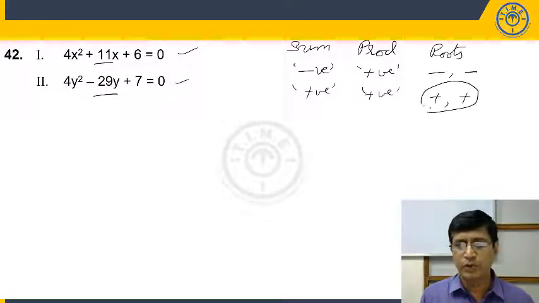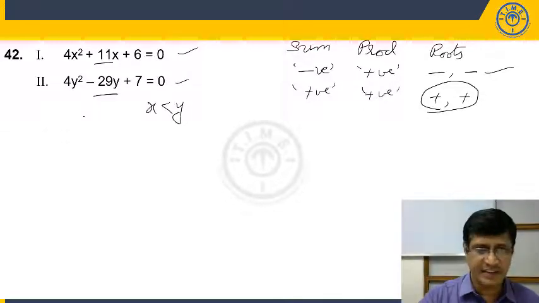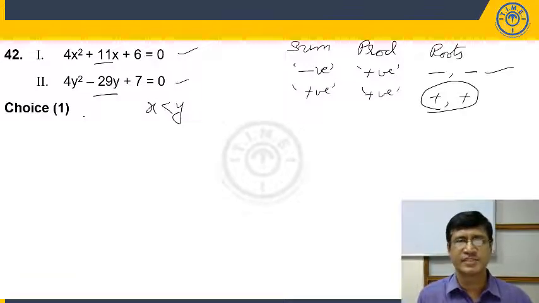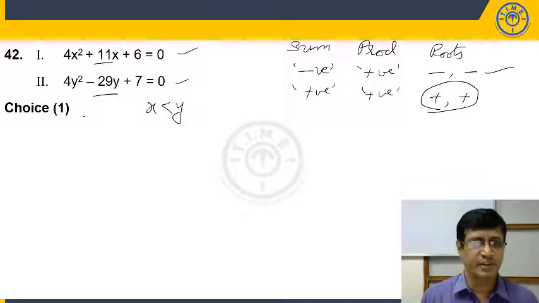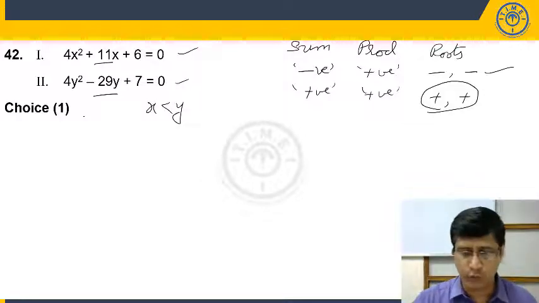All the positive values are greater than the negative values. So what it means, the value of x is less than y. When x is less than y, you can mark choice 1 as the answer. Okay, this is an alternate approach, the simple way to answer this example.